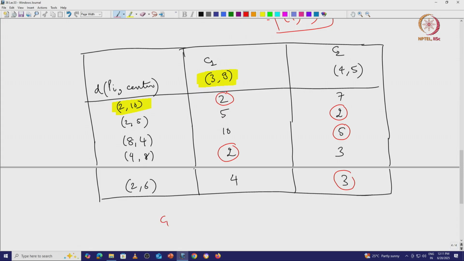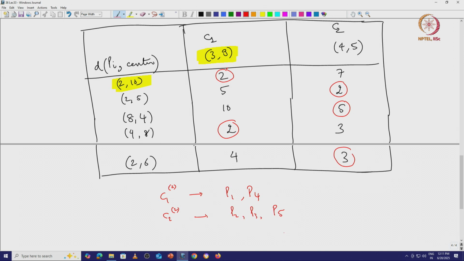So cluster 1, right, at the end of the second iteration is P1 and P4, and cluster 2 at the end of the second iteration is P2, P3 and P5, right. So that is the assignment you can see here, right. So point 1 is assigned to cluster 1 and point 4 is assigned to cluster 1, that is what I have shown here. And then marking with a slightly different color, point 2, 3 and 5, they are assigned to cluster 2, and that is exactly what is written here, right. So this is the assignment of the points at the end of the second iteration, right.